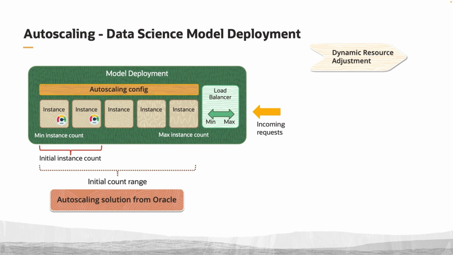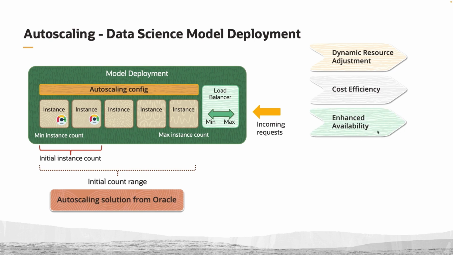Some key benefits of auto scaling for model deployment include dynamic resource adjustment. So auto scaling automatically increases or decreases the number of compute resources based on real-time demand. This ensures that the deployed model can handle varying loads efficiently. The second is cost efficiency. By adjusting resources dynamically, auto scaling ensures you only use and pay for the resources you need. This can result in cost savings compared to static deployments.